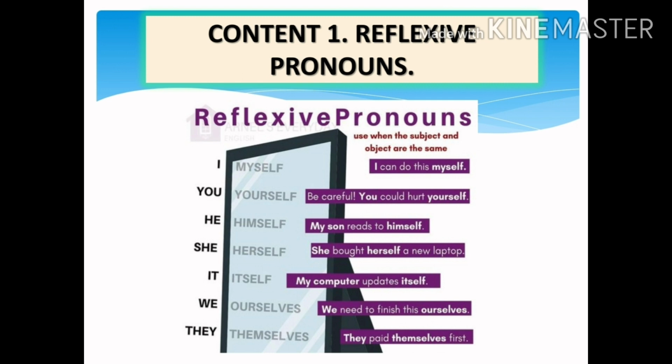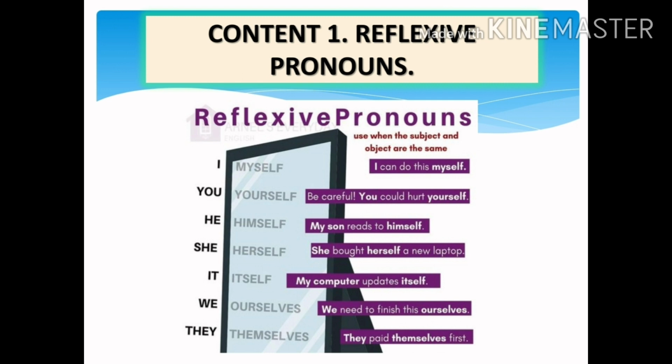Here we have, try to memorize this information. Why? Because you are gonna need it at the moment to complete the exercises related with this. I have in here some sentences so you can understand better how you are gonna use the reflexive pronouns. Tengo unos ejercicios o unos ejemplos para que ustedes sepan cómo van a utilizar los pronombres reflexivos.